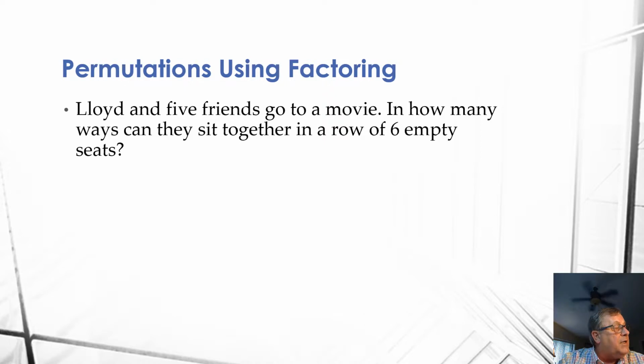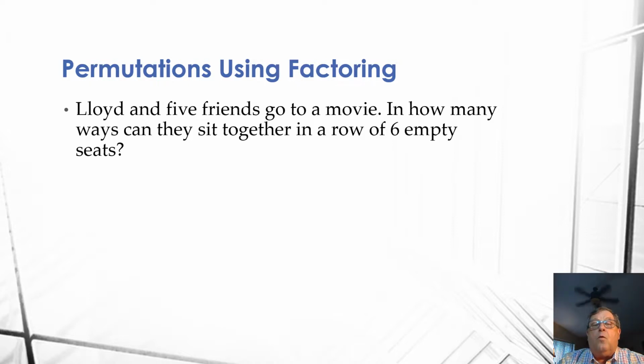So again, permutations are where I've got objects in a sample space and the order is important. So for instance, what we have here on the screen: Lloyd and 5 of his friends go to a movie. How many are going to the movie? There's Lloyd, that's 1, and 5 of his friends, that's 6. In how many ways can they sit together in a row of 6 empty seats?